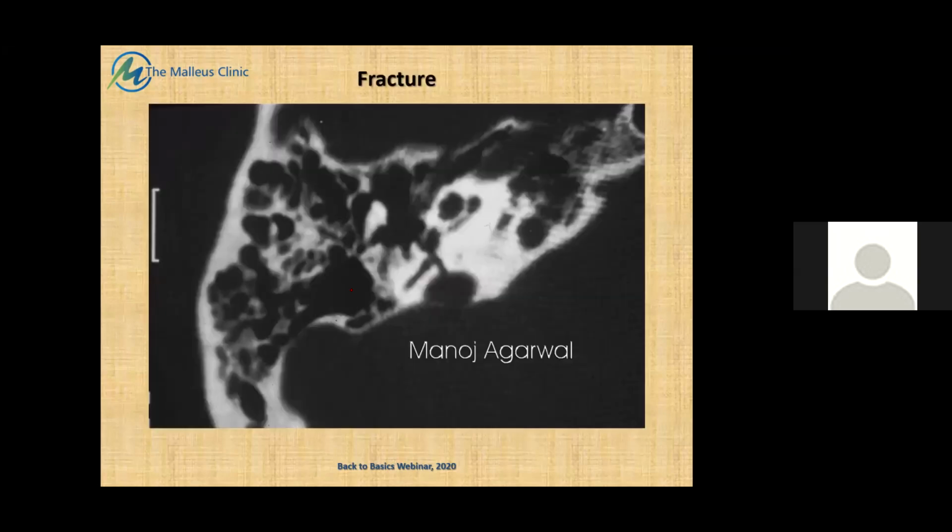Okay, so we know that if the patient is complaining of vertigo post trauma, post a head injury, we need to think of a temporal bone fracture. Now, the temporal bone fractures are of two types: the transverse and the longitudinal fractures. The axis along which this decision is taken is the long axis of the petrous bone, which is thus.